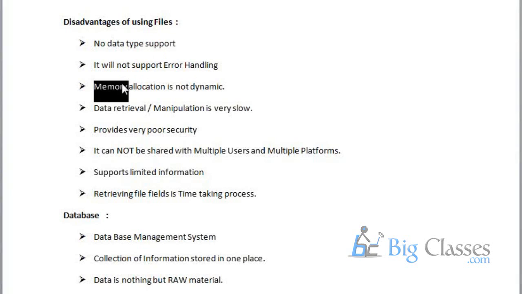Then memory allocation is not dynamic. So dynamic in the sense, suppose I need 2 GB of memory, then immediately 2 GB is assigned to me by the operating system. Suppose I need 4 MB, then 4 MB of memory is assigned to me. So such a dynamic allocation is not possible with files.